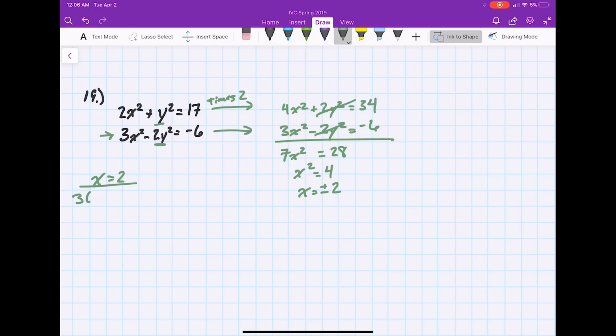I'm just going to use this formula. I'm going to plug in 3, and I'll plug in my positive 2, so 3 times 2 squared minus 2y squared equals negative 6. Now I'll solve for y. This is going to be 12 minus 2y squared equals negative 6. Subtract 12 from each side. I'm going to get negative 2y squared equals negative 18. Then I'm going to divide by negative 2. So y squared is equal to 9. And that's going to mean my y is equal to plus or minus 3.